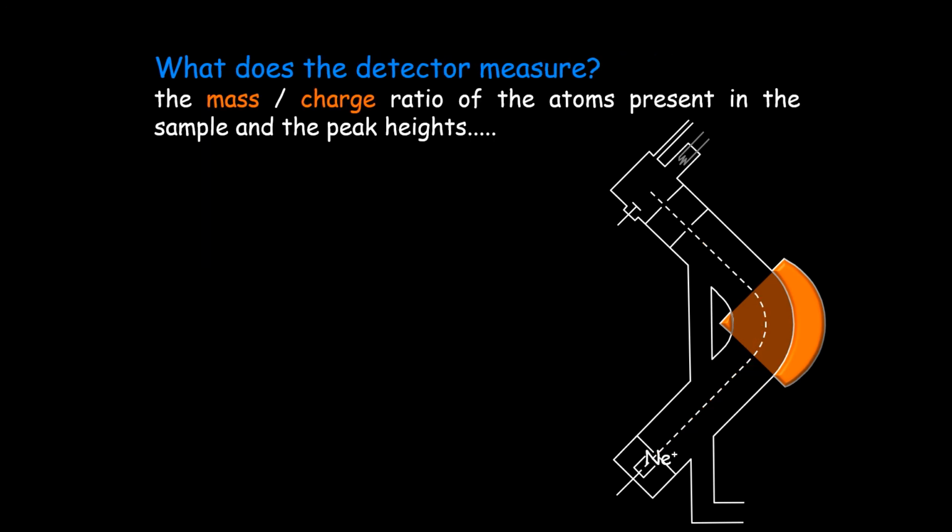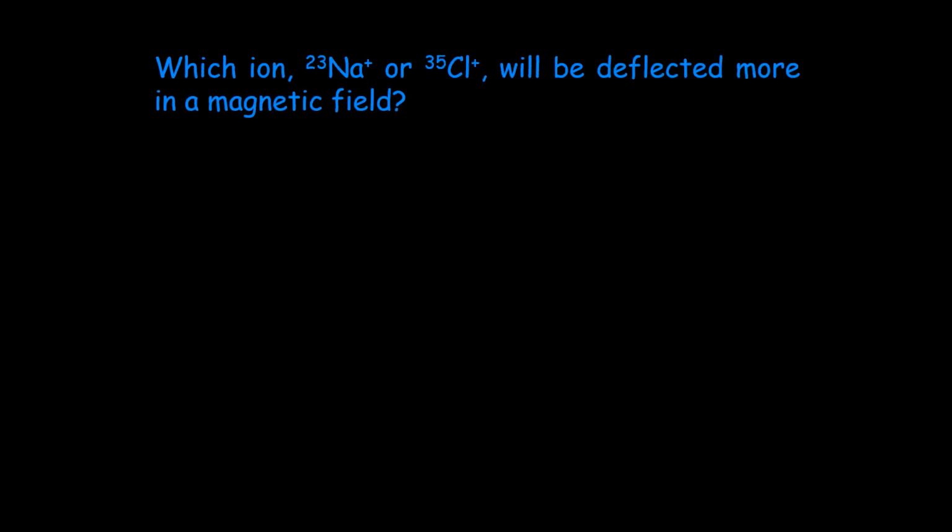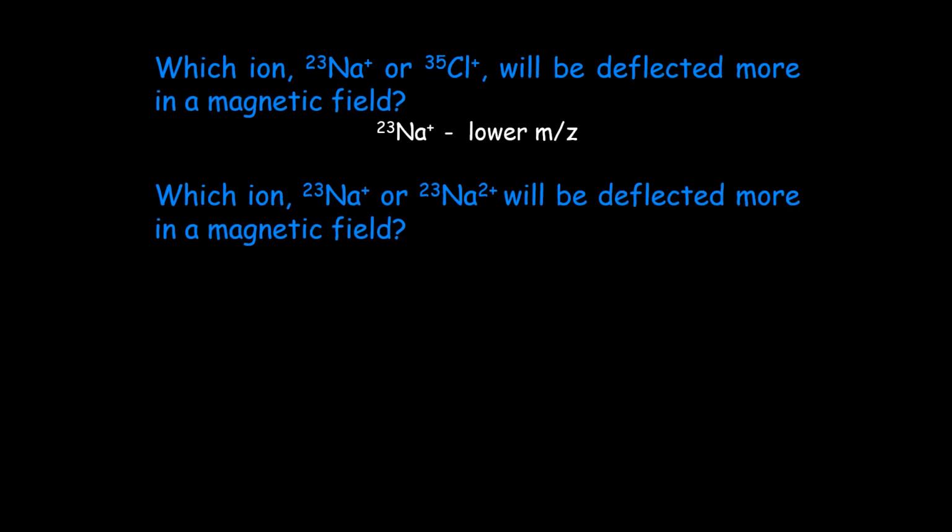It measures the mass to charge ratio of the atoms present in the sample, and the peak heights give their relative abundance or percentage abundance. The Na23+ appears first, because it's got a lower mass to charge ratio than the chlorine 35+. Now for this one, it's going to be the 2+ ion, because it's got a lower mass to charge ratio. That's 11.5 because it's 23 divided by 2.